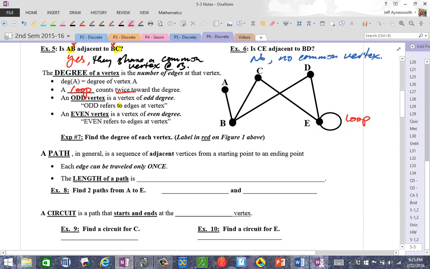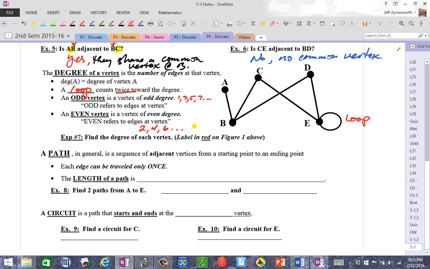Odd vertices are ones of odd degree, and I'm talking about numbers or degrees like 1, 3, 5, 7, and so on. Even vertices have even degree, such as 2, 4, 6, 8, and so on. All right, and one of the important things in graph theory is looking at the degrees of every vertex in the graph, so you can infer a lot of things from it, as we're going to find out.